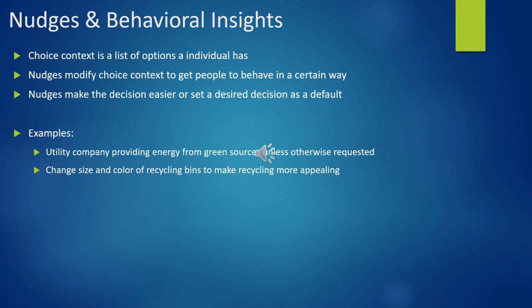Nudge interventions make a decision easy or set a desired decision as a default. An example of this would be a utility company providing energy from green sources unless otherwise requested. Another example would be changing the size or color of recycling bins to make recycling more appealing.